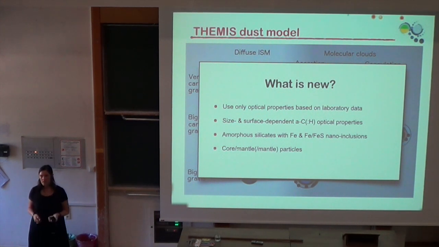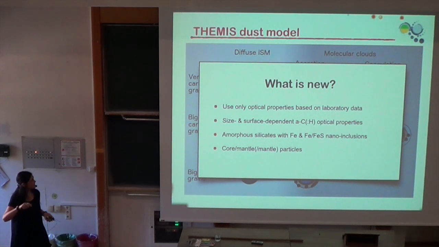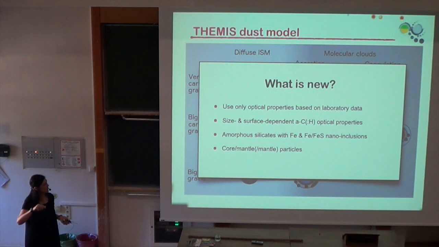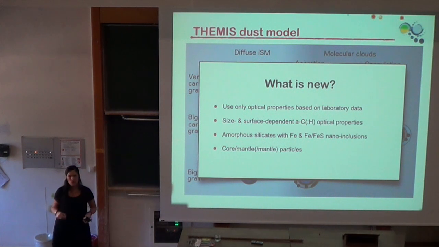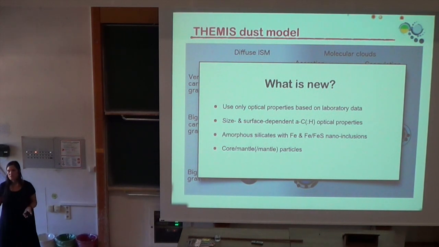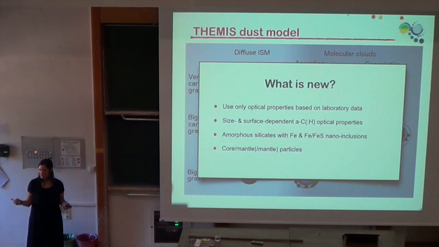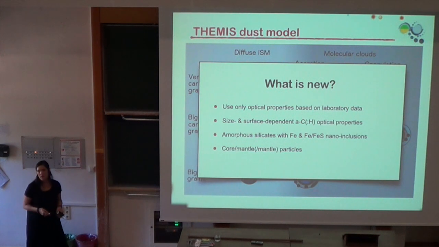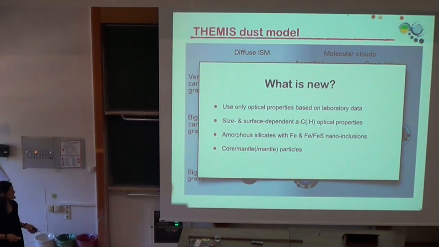We use the laboratory data of amorphous silicates as well. Another thing, which I will show later, is that we have size and surface dependent hydrogenation, or aromatic to aliphatic rich optical properties. And we assume that these amorphous silicates have inclusions. These inclusions could be iron or FeS nano-inclusions. We did this because it was assumed that there is a depletion of iron and sulfur in the interstellar medium, so we included these inclusions in the silicates to see what influence they have on the properties. And then we have these core-mantle particles which can eventually evolve into aggregates. So we have the evolution of the dust particles.